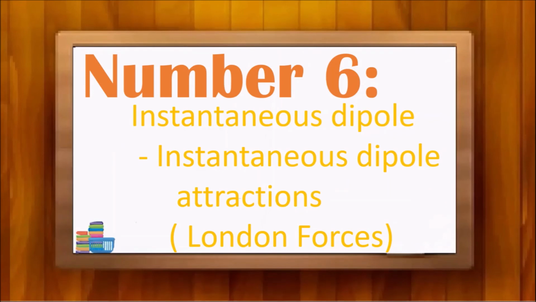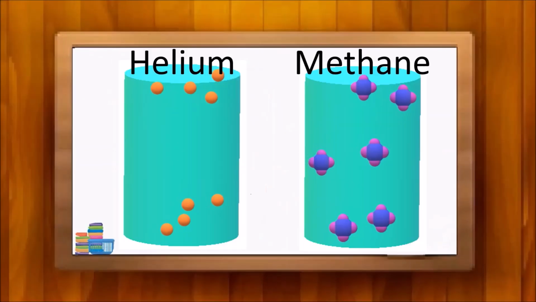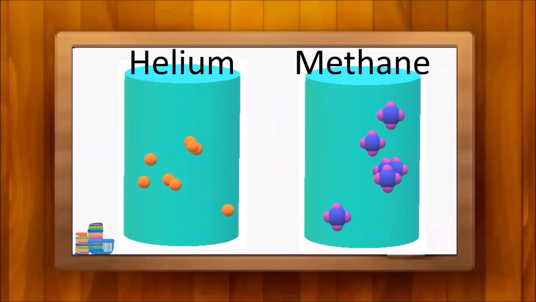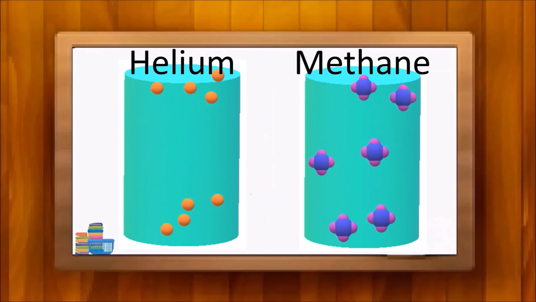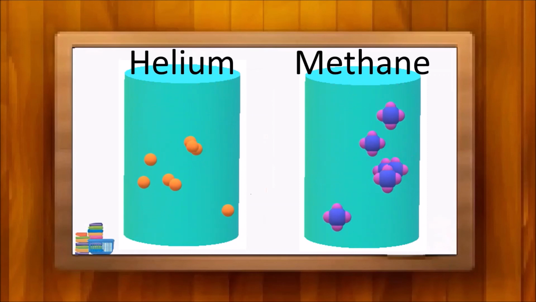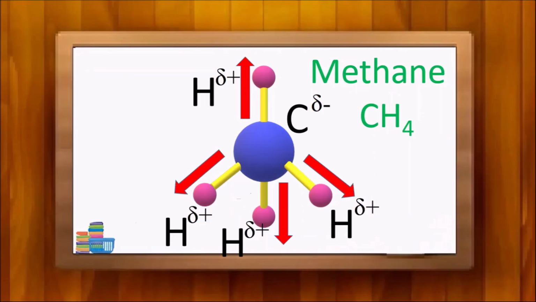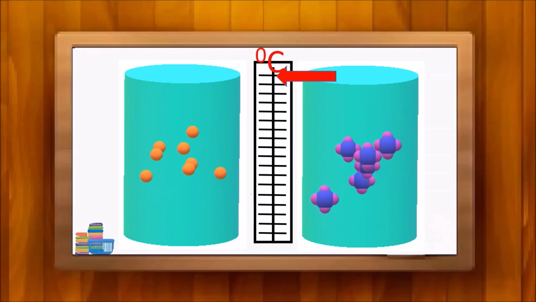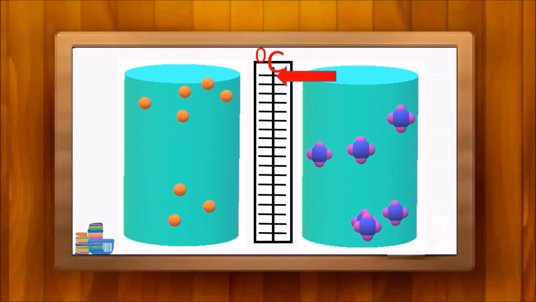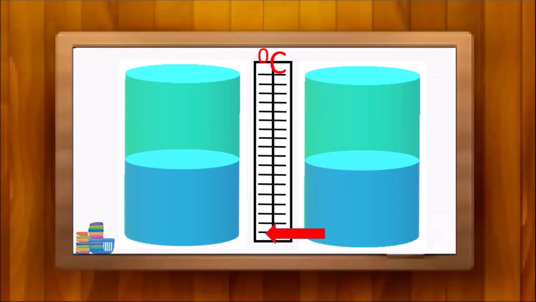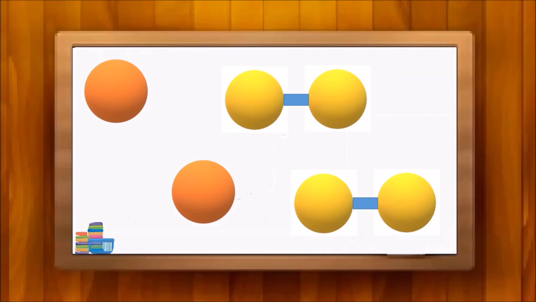Number 6, instantaneous dipole attractions, called London forces. Consider a sample of non-polarized molecules. It could be either a monatomic species such as helium, or a multiatomic molecule such as methane. Although there are dipoles in methane, they cancel each other according to their directions. Although they are non-polarized, when we make this sample colder and colder, the gas starts to condense and converts to a liquid. Then what can we understand?